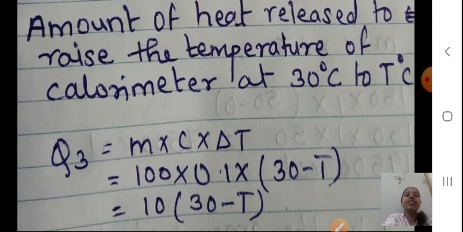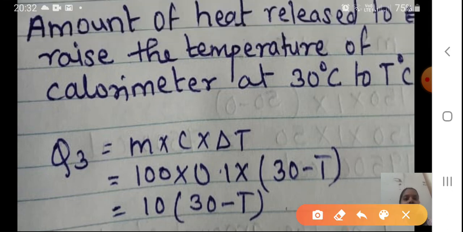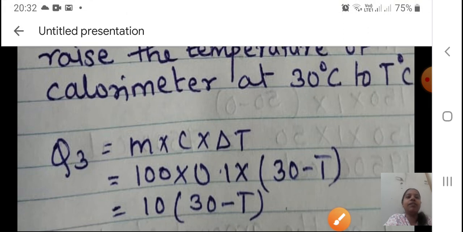Now, the amount of heat released to raise the temperature of the calorimeter. The calorimeter temperature will change from 30 degrees Celsius to T degrees Celsius. So we are finding Q3: 100 multiplied by 0.1, which is given, multiplied by 30 minus T. This is the temperature difference, delta T. So we have 100 into 0.1, which is 10, times the bracket 30 minus T. We'll keep it as it is. This is our Q3.